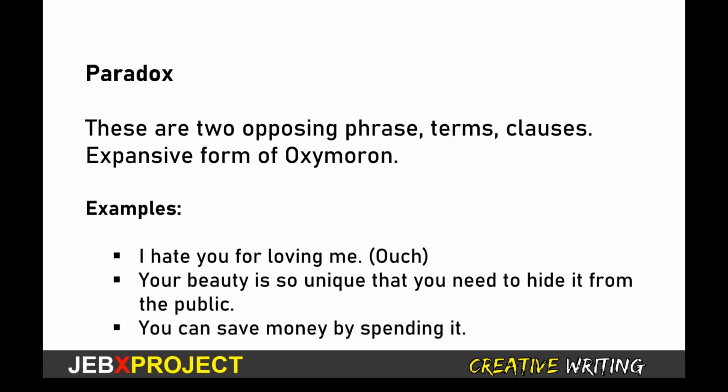Next we have paradox. These are two opposing phrases, terms, clauses. So this is an expansive form of oxymoron. With oxymoron, it's just words or opposing words put together and they create meaning. Paradox, on the other hand, is expanded. It's an opposing phrase embedded within one sentence or within one line, which also creates a meaning.